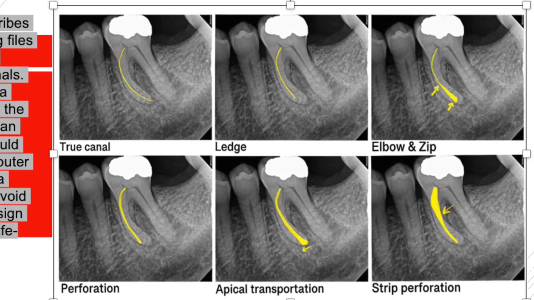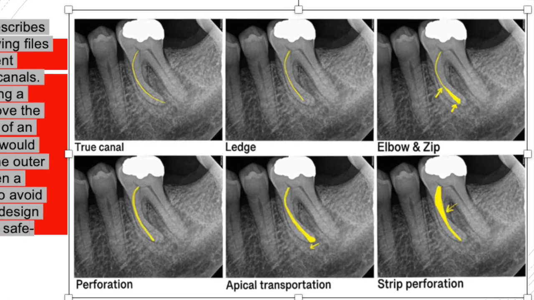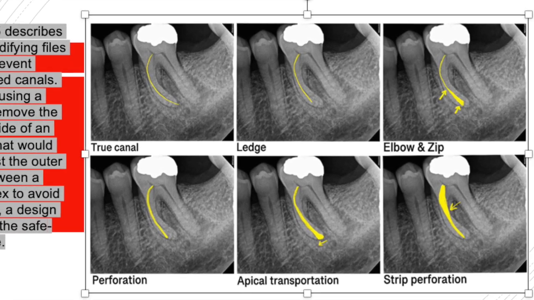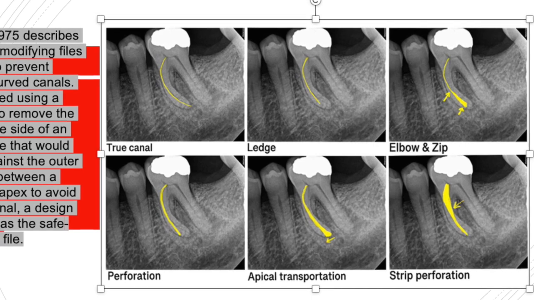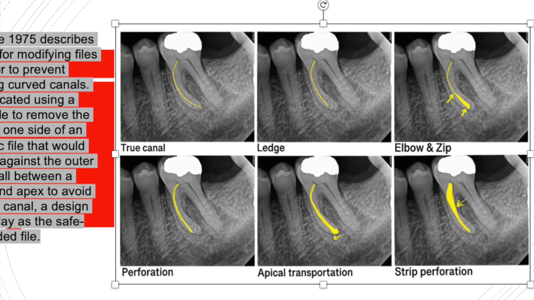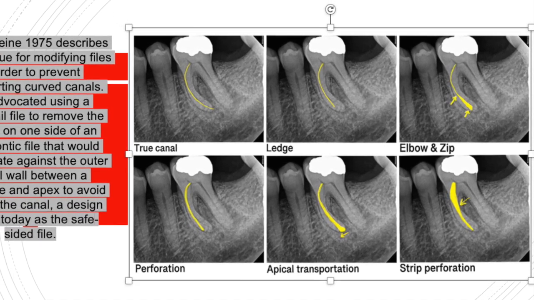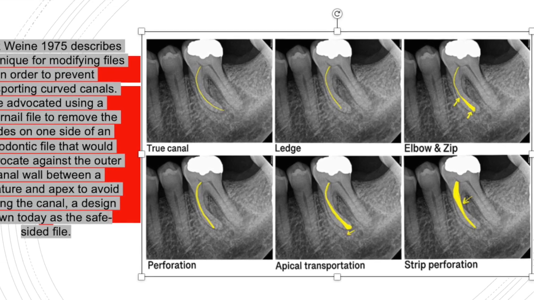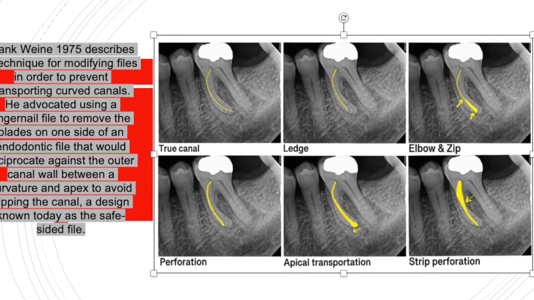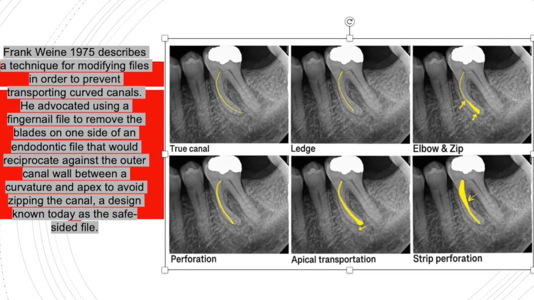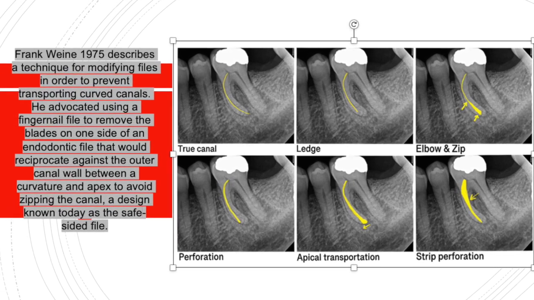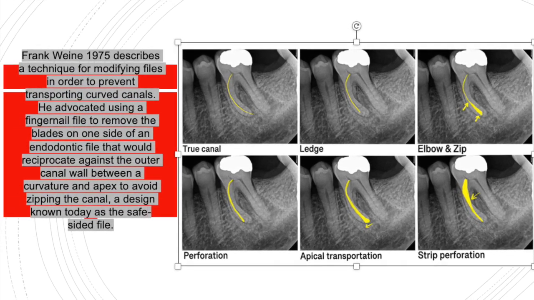Frank Wayne, in 1975, advocated using a fingernail file to remove the blades on one side of the endodontic file, which would reciprocate against the outer canal wall between a curvature and the apex to avoid zipping the canal, a design known today as a safe-sided file.